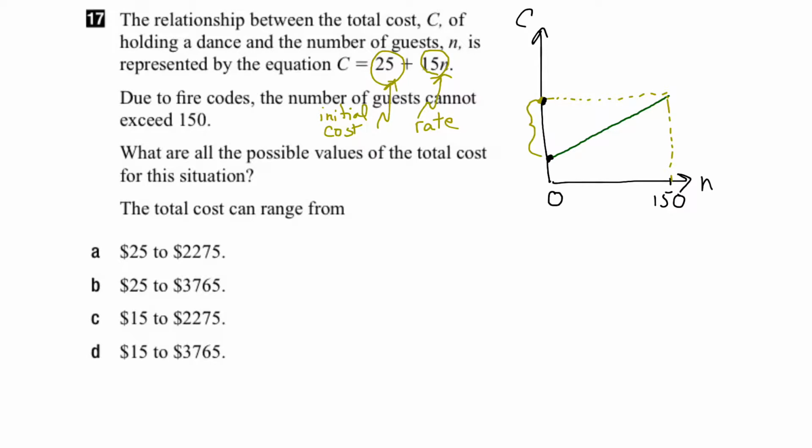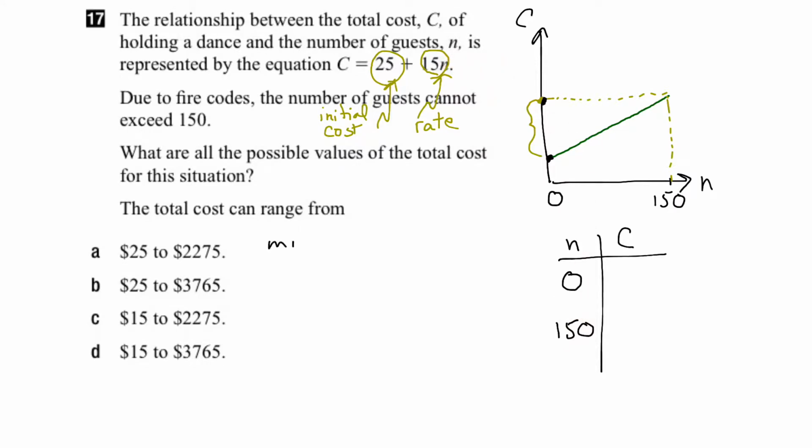So if we can figure out the values at this point and this point here, we can figure out our range. So let's draw a table of values representing the number of guests versus the total cost, and we'll go from our minimum value of 0 if there's no guests attending up to our maximum when there's 150 guests attending. We can sub these values of n into our equation, and that will give us our minimum and maximum values.